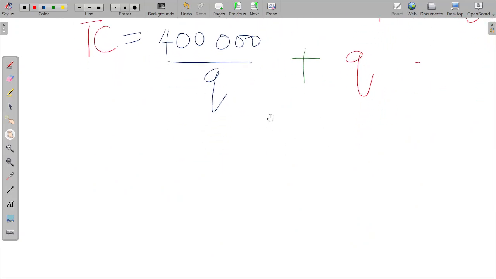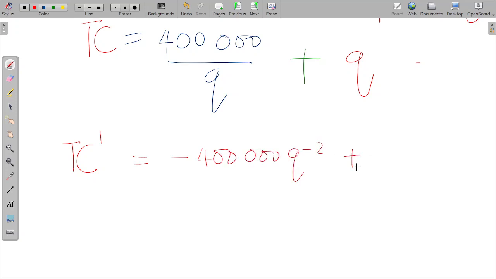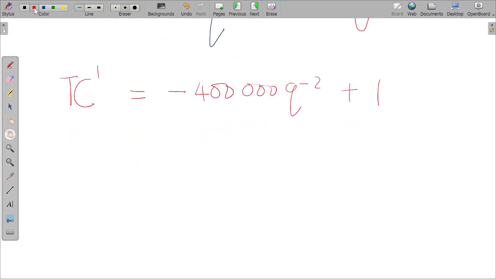So what do we do when we have this now? Don't forget we are minimizing, so we derive first. This T prime will become minus 400,000 Q to the power of minus 2 plus 1. We derive that first. Of course, we can write this again as 400,000 over Q.